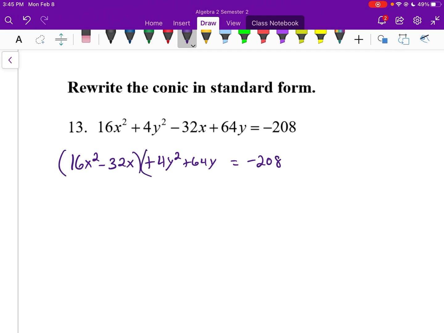So completing the square with those terms, completing the square with those terms. Okay, and again, when we complete the square, we need to make sure that the coefficient with the squared term is 1. Okay, so in that case, we're going to factor out a 16. It'll give me x squared minus 2x, and I'm going to leave a space for that term we're going to add. Got to factor out a 4 with the y, so we got y squared plus 16y.